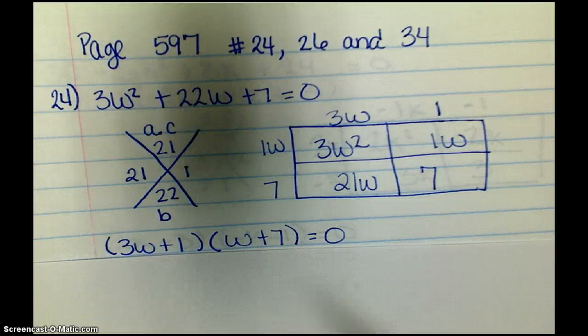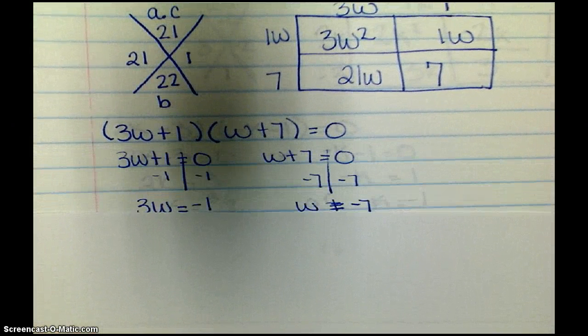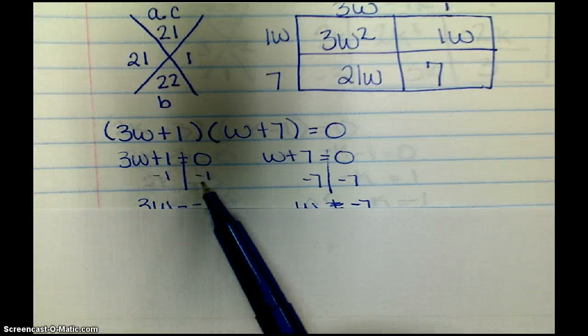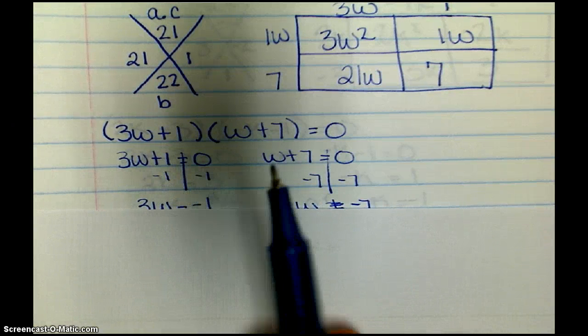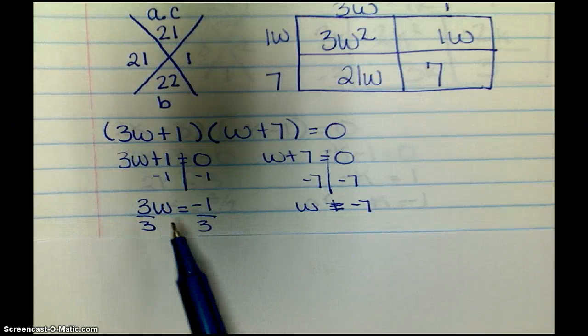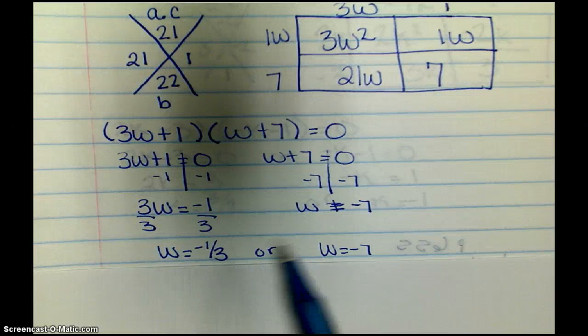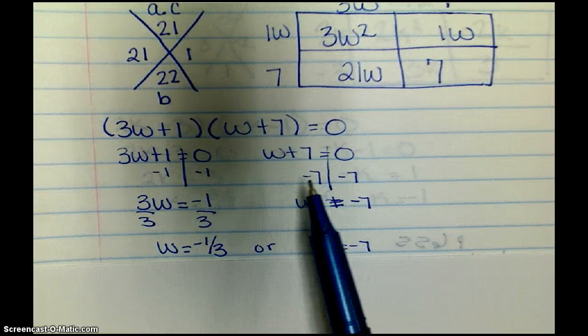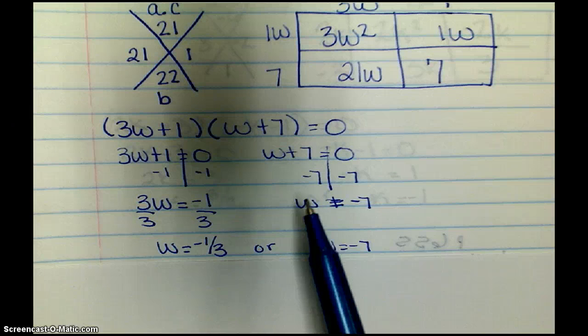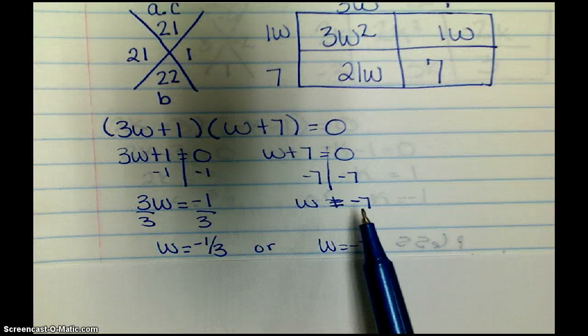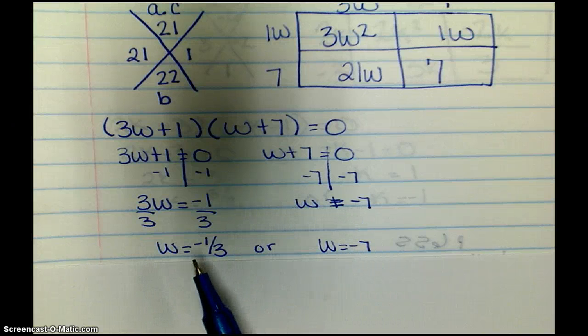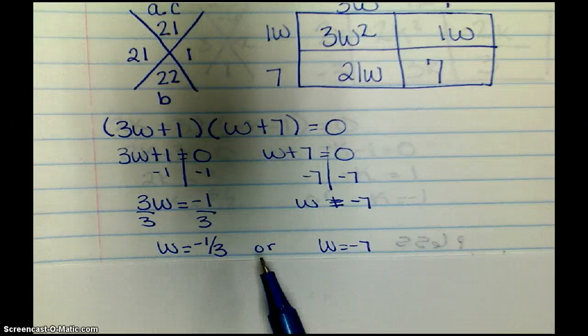So it's in factored form. I'm now just going to solve the equations. For this one, I subtracted 1 from both sides. Then I divided both sides by 3 to get w by itself. I got w equals negative 1/3. Over here, I just subtracted 7 from both sides, and I got w equals negative 7. So your solution is w equals negative 1/3 or w equals negative 7.